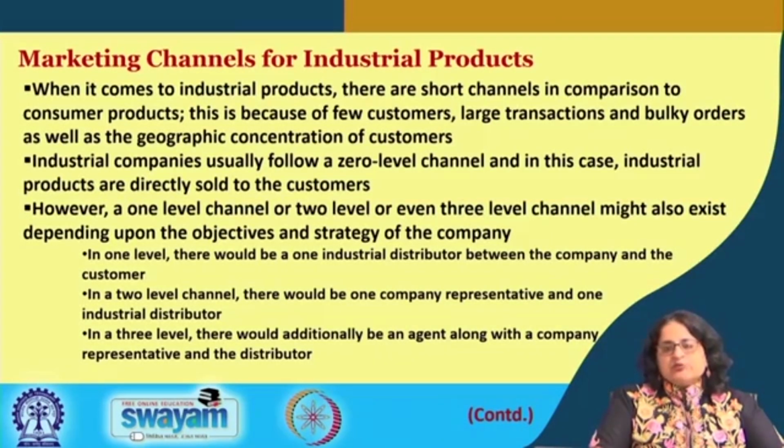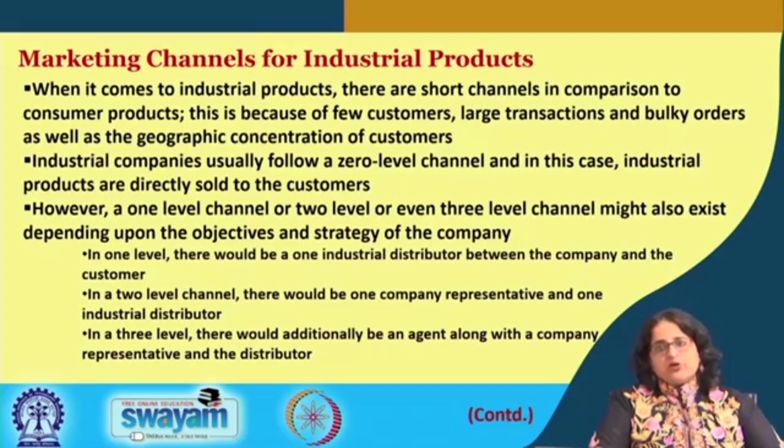So when it comes to industrial products, it is always desirable that the cost in the channel is less, so that the overall cost of production for the final good reduces, and keeping in mind the kind of products that are bought, which are bulkier or complex or expensive items. In those cases channels are actually prescribed to be short channels. So when it comes to industrial products, there are short channels in comparison to consumer products, and this is because the customers are few but large transactions and bulky orders are placed, and there is always a geographic concentration of these buyers, of these industrial buyers.